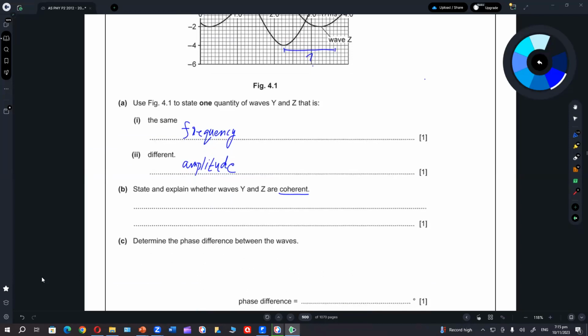So I write my answer. State the waves are coherent. I will say yes. Why? As they have a constant phase difference between two points. I will focus on that.